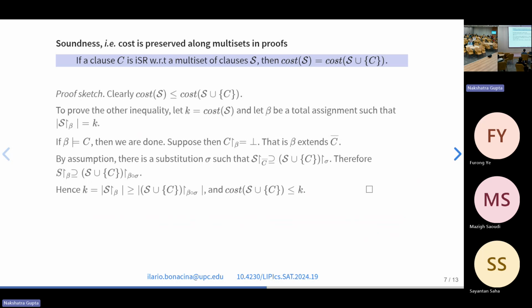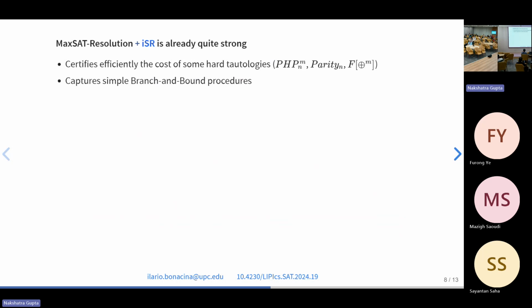So far I just described the system, and now the rest of the slides are about this: we have this system, perhaps it's a good candidate to test our standard procedures to prove lower bounds against proof systems. And the answer is that obvious choices fail, like the pigeonhole principle. You can always efficiently certify the cost of some hard tautologies, like the pigeonhole principle, and parity, where you can undo XORification. Also the system is able to capture simple branch and bound procedures.